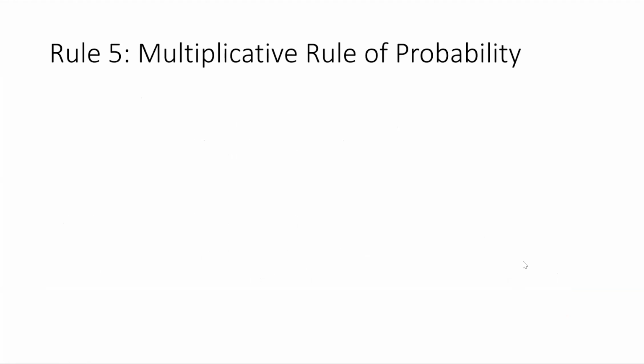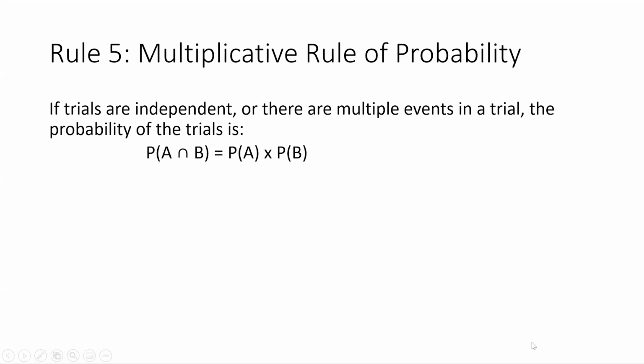Rule 5 is the multiplicative rule of probability. So if the trials are independent or there are multiple events in a trial, the probability of A and B is the probability of A times the probability of event B.